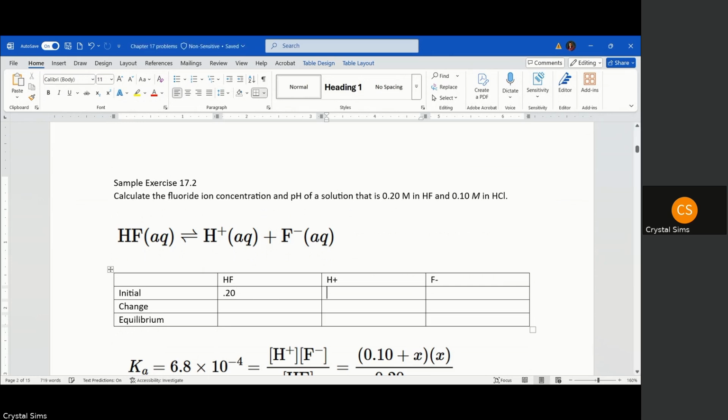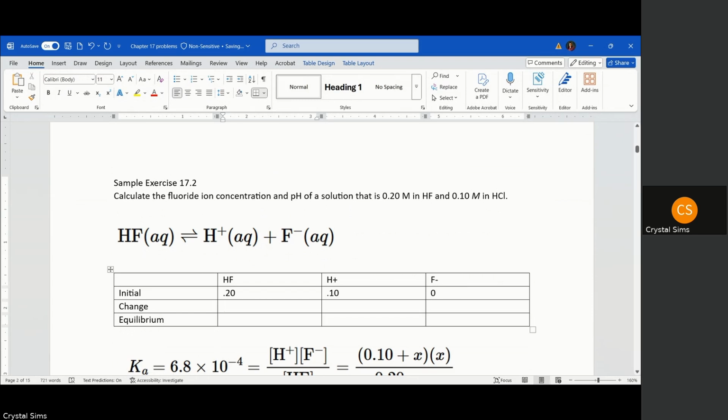And hydrogen ion concentration is going to be 0.10 molar, because it told us that. Now, normally you think, well, it's a product, it has 0. But remember that we already have some hydrogen ions that are formed from the dissolution of the hydrochloric acid. So we have to take into account the 0.10 molar of the hydrogen ion there. And then the fluoride is going to be 0.